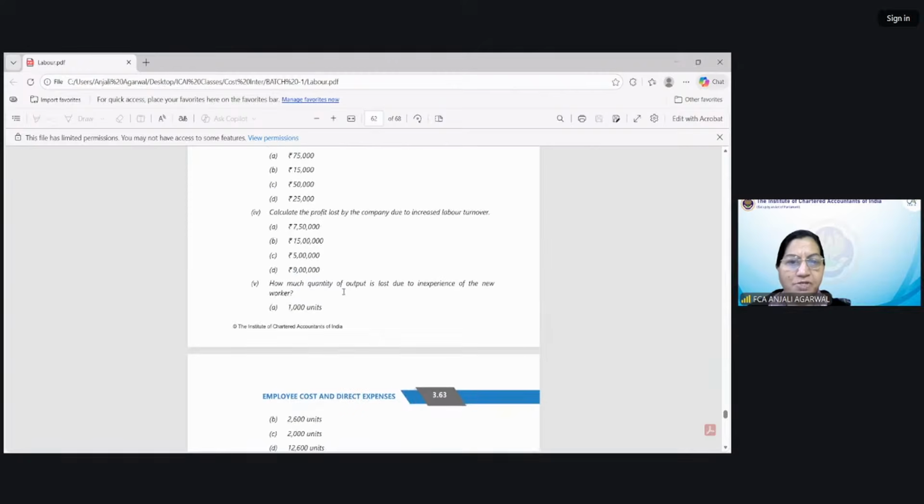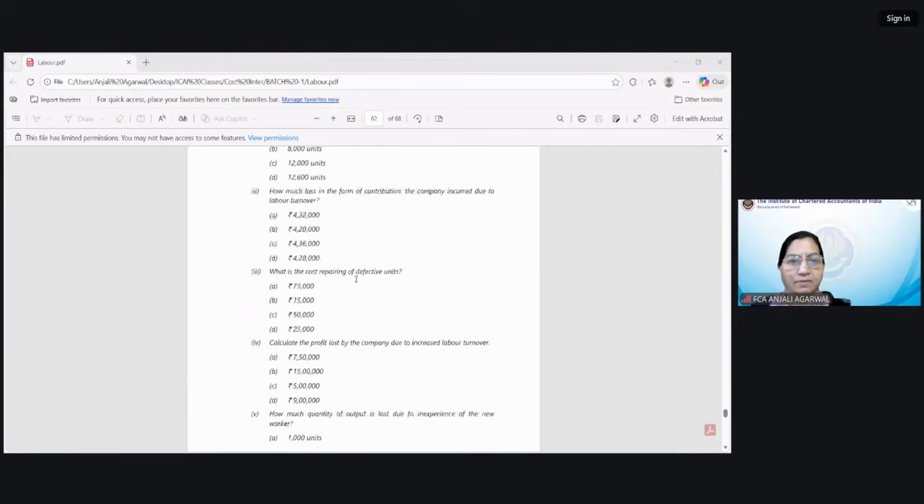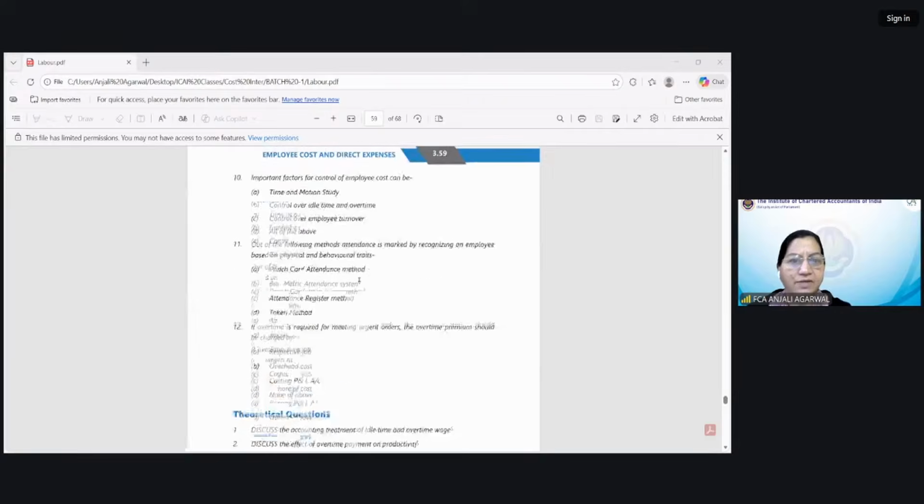And finally, how much quantity of output is lost due to inexperience of the new workers? So that means how much quantity of output is lost in the training period. So we have already calculated it. That's 2000 units. Okay. Any doubt in this? Fine. Let's look at the MCQs.